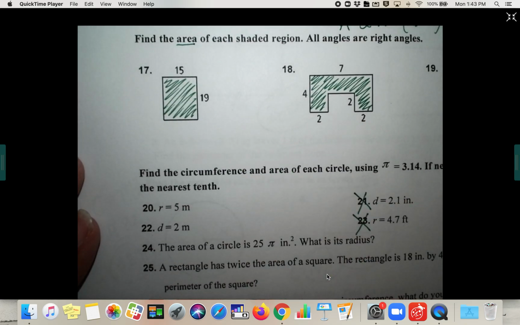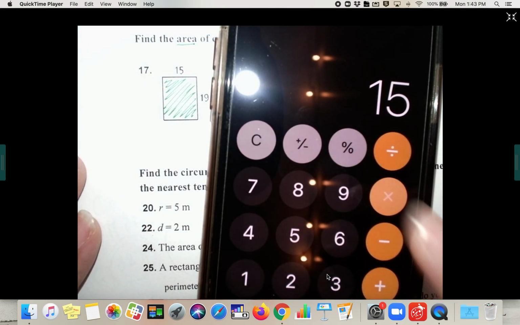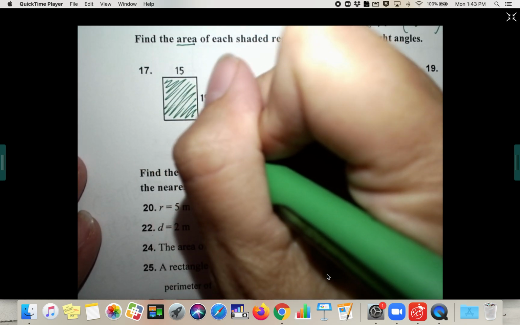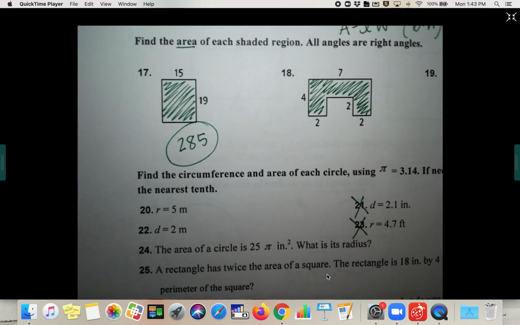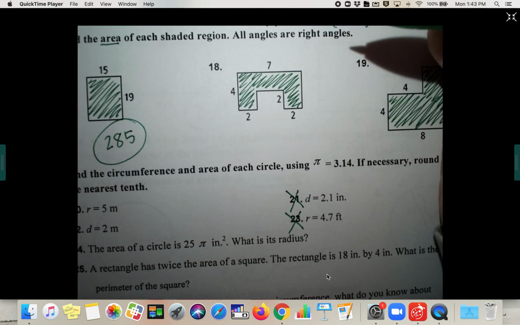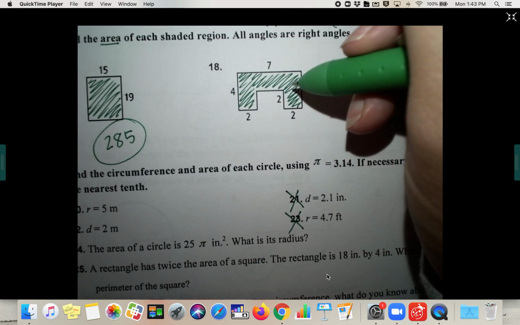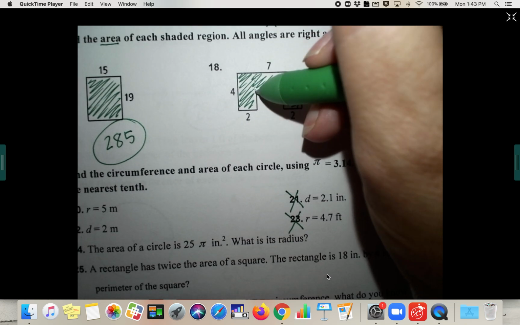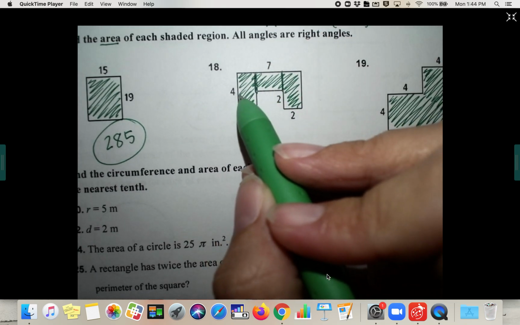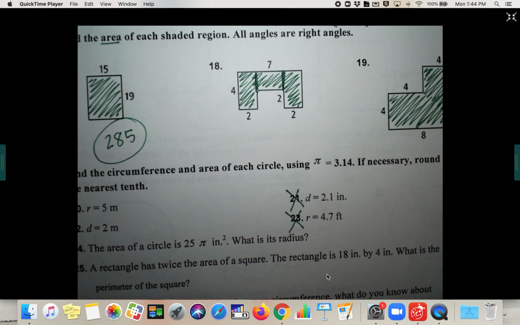Okay, in the first one, it's just 15 times 19. So 15 times 19, which is 285. Easy enough so far. Now we get to this one. We're going to want to break these up into rectangles, and I would say the best way to do it is maybe here. It doesn't matter. Some people want to break it up apart right here, and that's fine too. I'm just going to go ahead for the video purposes and do it like this.